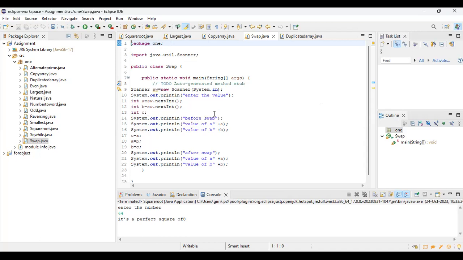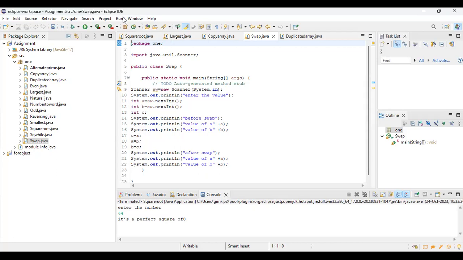So for before swapping, I'm using some data for A and data for B. And then I'm assuming this dummy variable to take the main variable values. C is equal to A. And again here A is equal to B and B is equal to C. So after swapping, this C will be having the value of A, whereas A will be having the value of B, and B will be having the value of C, which is nothing but the value of A.